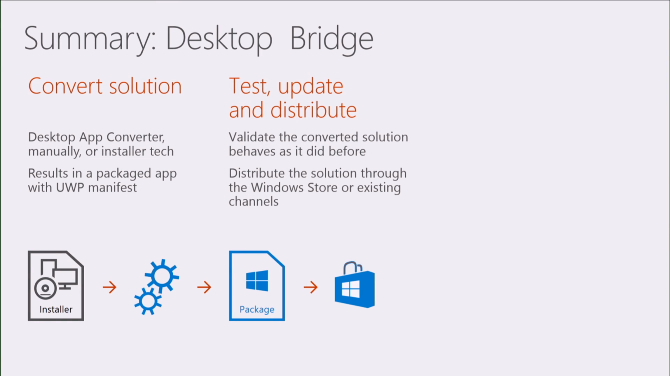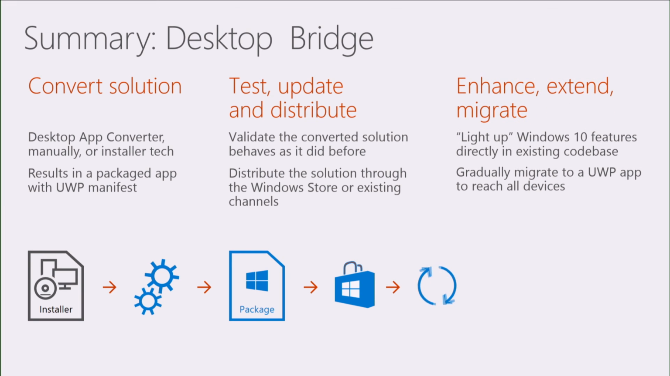All right. So in summary, the desktop bridge: you start with your existing installer or your files. What you do is you convert that solution using the Desktop App Converter manually or installer technology. You get this UWP app package with the manifest inside of it. From then on, you test and make sure that functionality corresponds to what you expected, so any changes that you might need to make, you actually catch up front. You can update that, you can distribute, and that is the cycle that you're then in. And then you can, from there on, extend and enhance that functionality with Universal Windows Platform APIs to go to other devices as well.